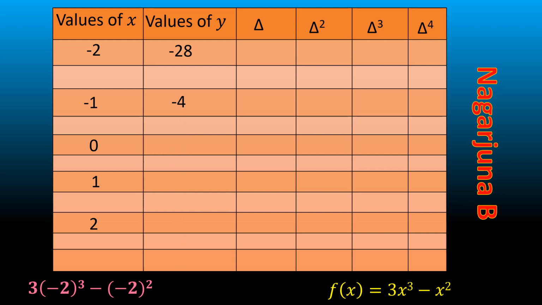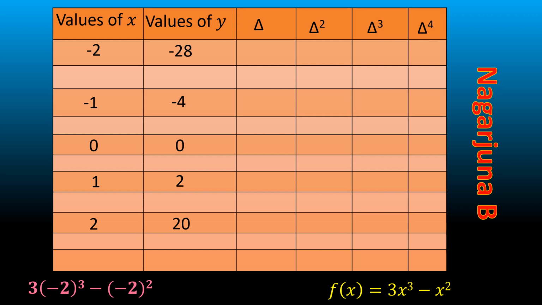The next, similarly, we need to calculate the values of y for x is equal to 0, 1 and 2. So, for x is equal to 0, y will be equal to 0. For x is equal to 1, y will be equal to 2. For x is equal to 2, y will be equal to 20. This we calculate by substituting the x value in f of x.